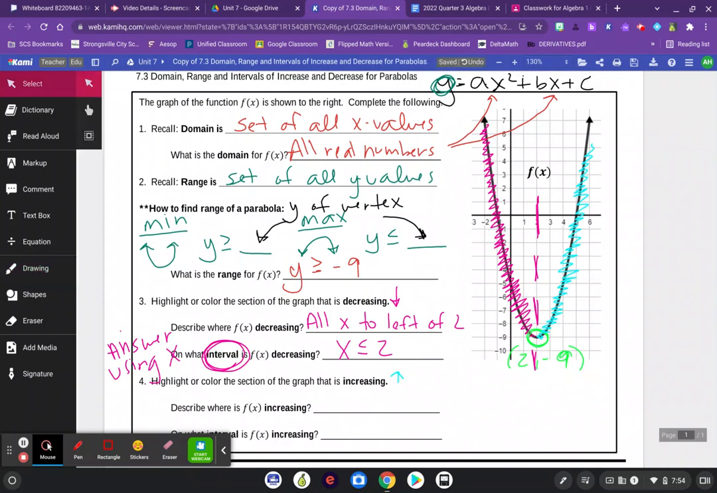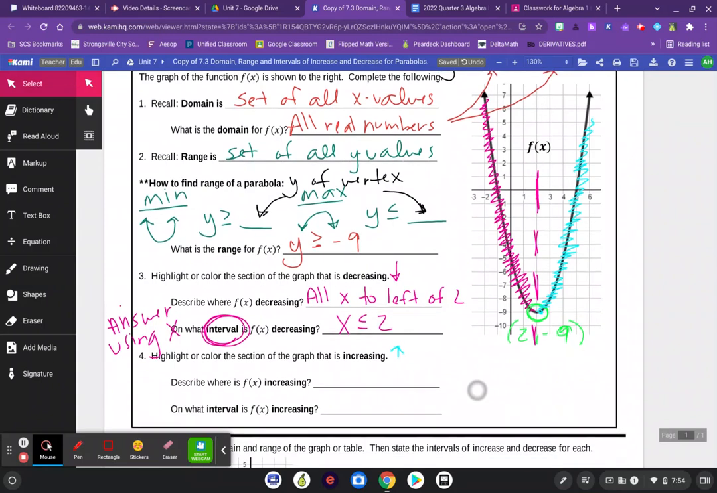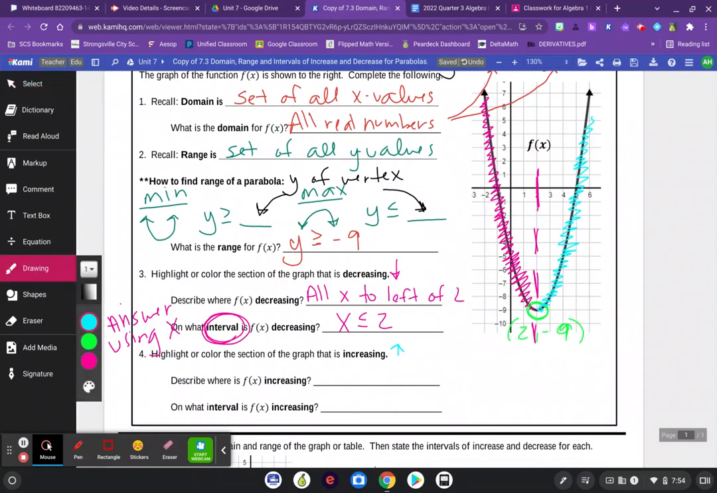Describe where f of x is increasing. Well, f of x is increasing for all x to the right of 2. Okay, so again, we answer using x.